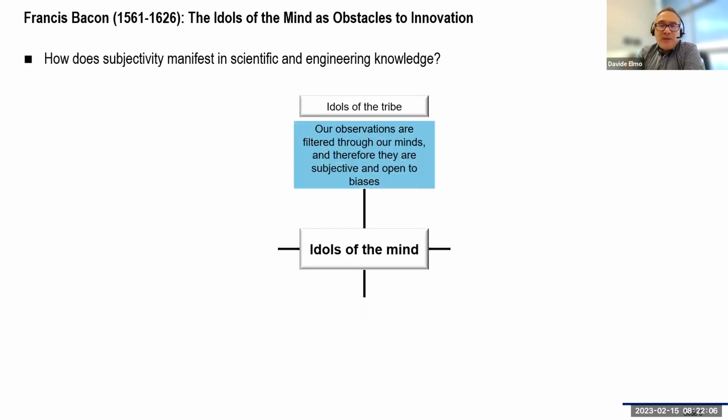For example, we have the idols of the tribe. That means that our observations are filtered through our minds, and therefore they are subjective and open to biases. For example, we know that core-logging methods are subjective and influenced by personal experience, and are even influenced by having different guidelines used by different companies.